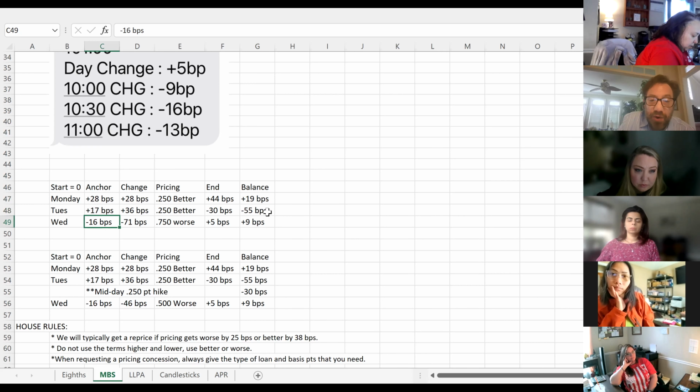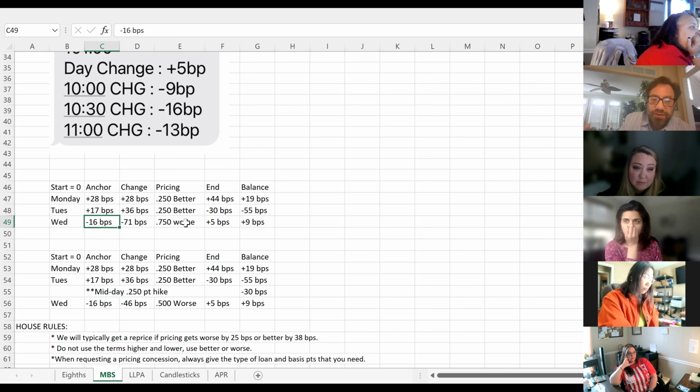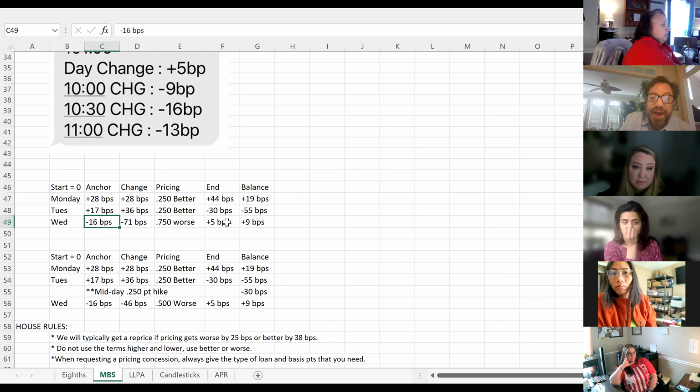So then you have to say, well, we owed them 55. Their anchor pricing is minus 16. Hell, now we're 71 basis points worse than the last anchor price. So then they just slaughter. They just go 3/4 of a point worse. A rate sheet goes 3/4 of a point worse. Okay. We end the day up 5 basis points.